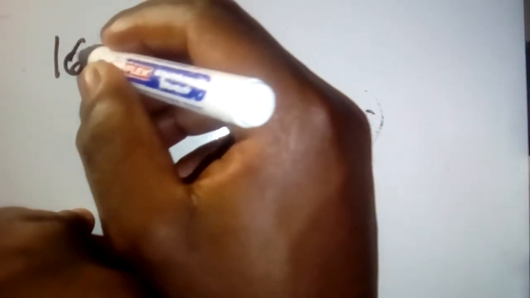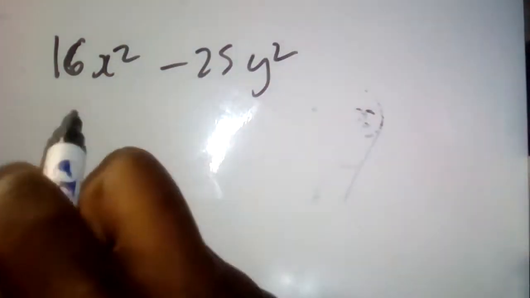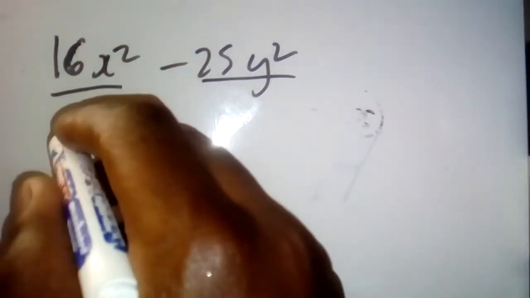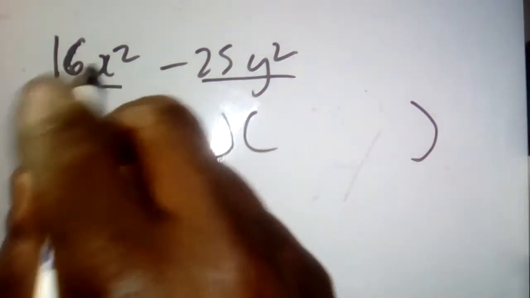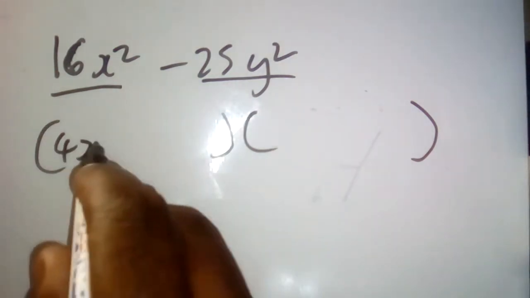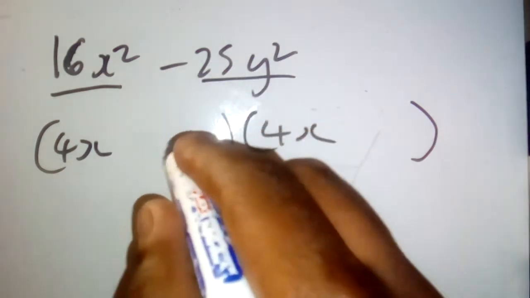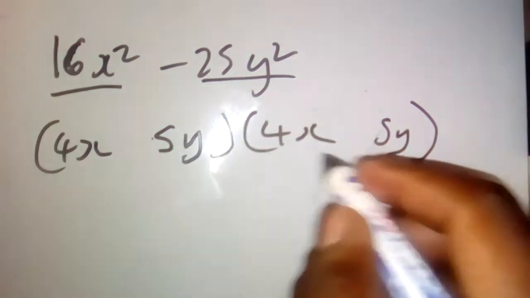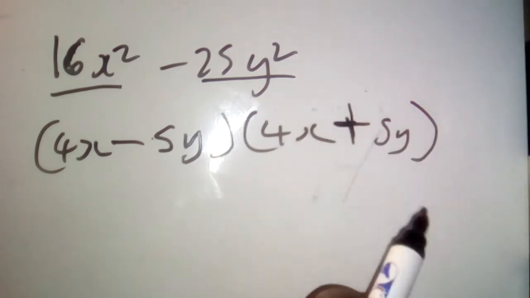Let's go to another example. Let's say we have 16x squared minus 25y squared. Well, it's the difference of two squares because this is a perfect square and this is also a perfect square, right? So when we factorize it, we open two brackets and take the square root of 16x squared, which is just 4x, and 4x again there, and then 25y squared just becomes 5y, 5y as well there. On one we have a plus, on the other a minus. We can even say minus and plus here. The order really doesn't matter.